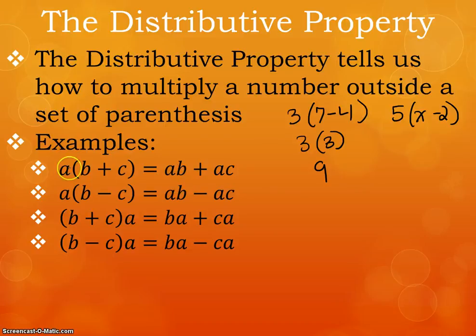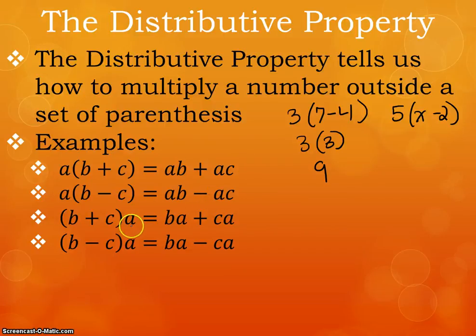The number outside the parentheses multiplies by each number inside the parentheses. So if it's a times (b plus c), it becomes ab plus ac. If it's a times (b minus c), it's ab now minus ac. Now normally you're going to see the number on the left side of the parentheses. It's considered aesthetically pleasing in some ways, but it is still possible to see it on the right hand side.